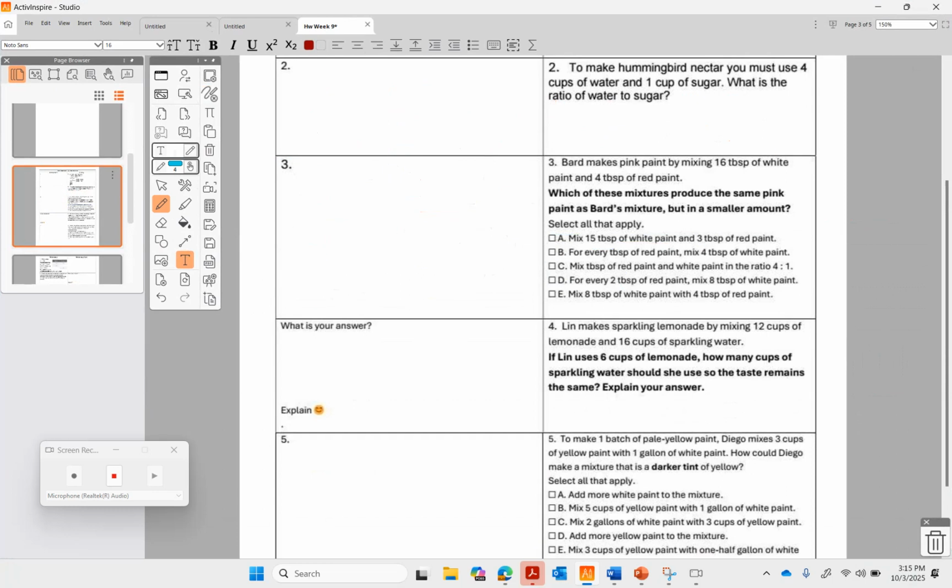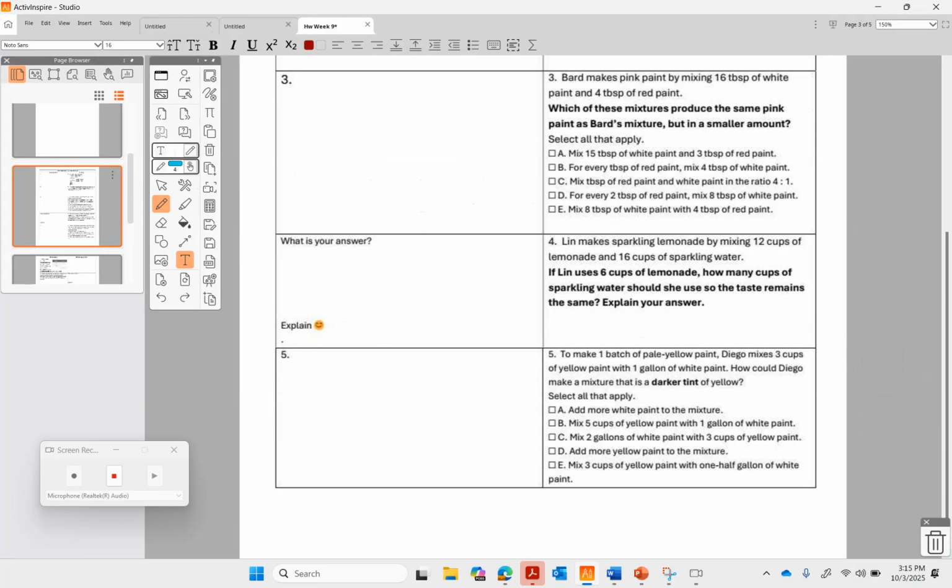Oh, we're back to Lynn and her sparkling lemonade. 12 cups of lemonade, 16 of water. If she uses 6 cups of lemonade, how many cups of sparkling water would she use? To get from 12 to 6, I'm dividing by 2. 16 divided by 2, I would get 8.